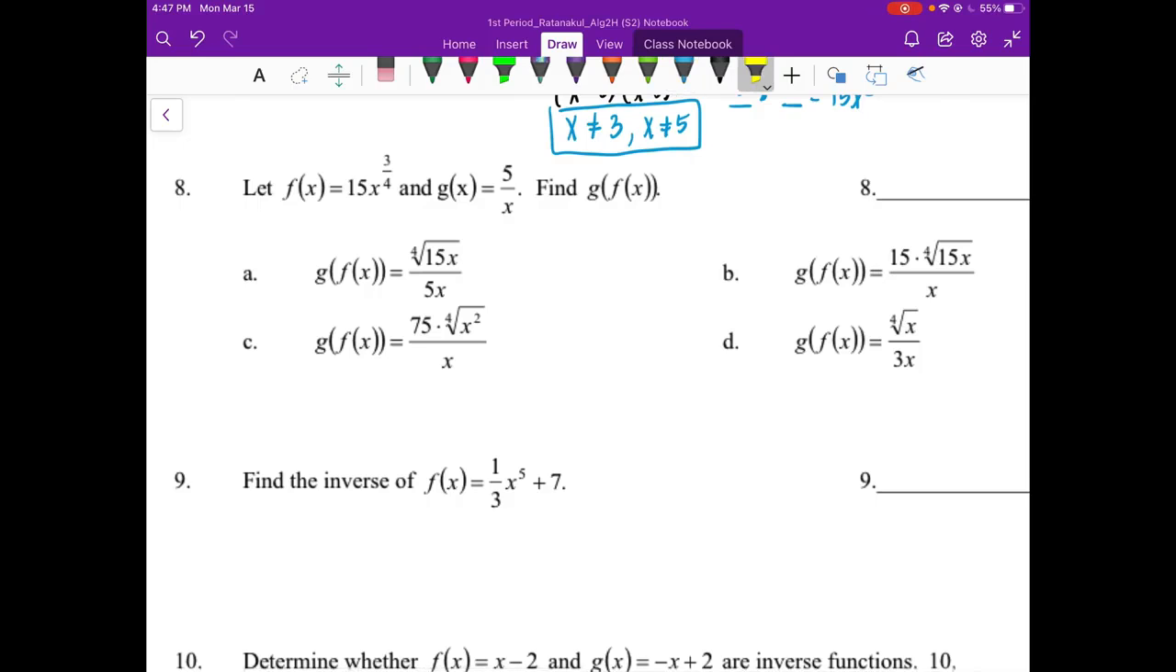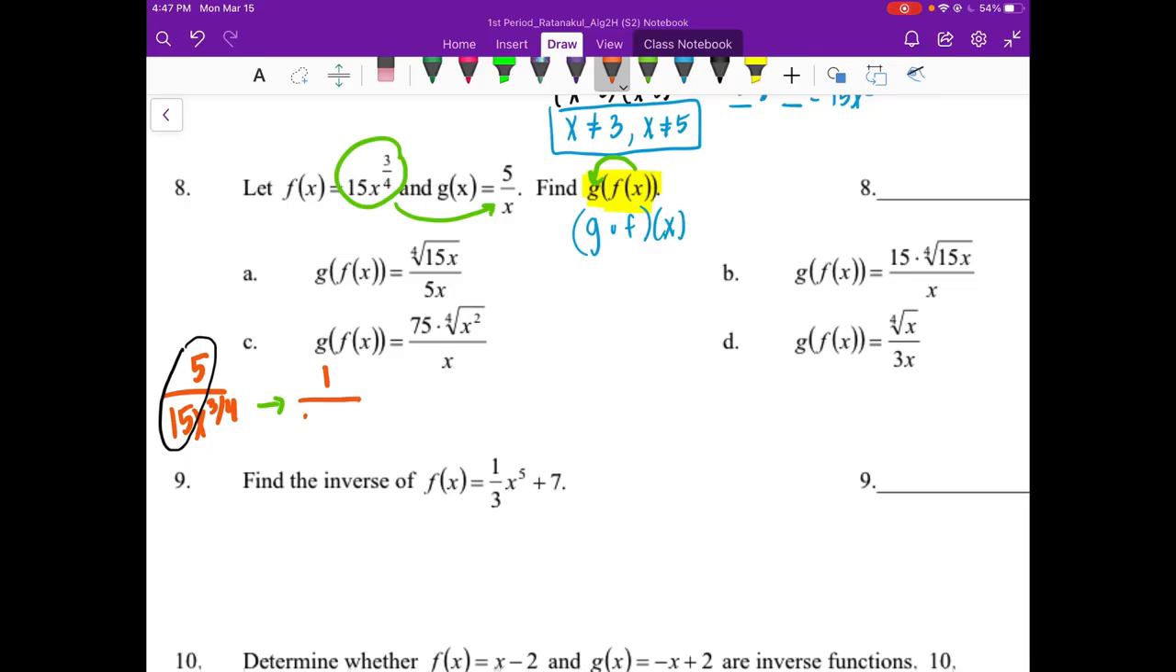Moving along to number 8, we have a function composition. So we have g of f of x. We're going to take f and plug it into g. So f gets plugged into g. So I have 5 over 15x to the 3/4. From here, we're going to go ahead and simplify a few things, starting with the 5 over 15. That will simplify to 1/3 x to the 3/4.